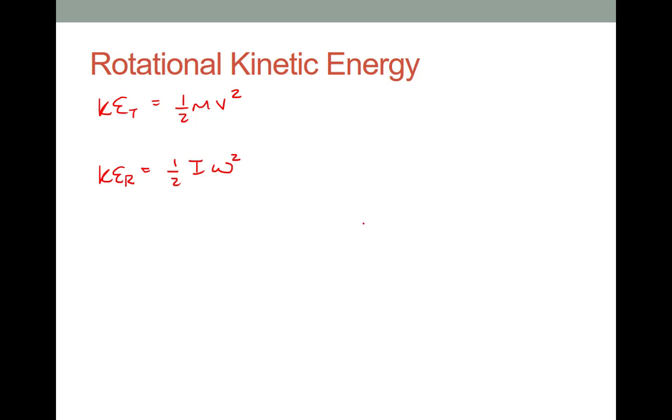Now, for an object that is rotating without slipping, we can use the fact that v equals R omega to plug in that the angular velocity is the velocity of the center of mass divided by the radius, in order to simplify the work that we're doing.